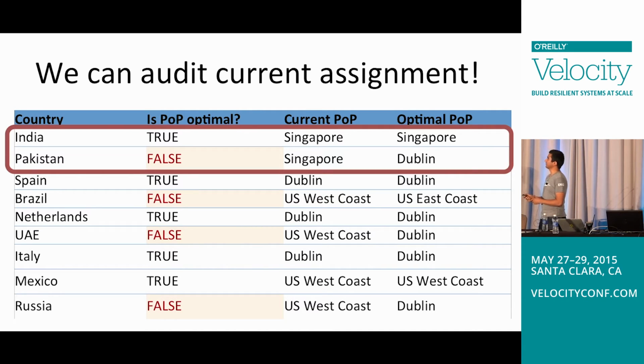Specifically, I want to highlight this interesting scenario. India and Pakistan are neighboring countries. They are right next to each other. But for India, the current POP was Singapore and the optimal POP was also Singapore. But for Pakistan, for some reason, they have better connectivity to Dublin. So the optimal POP for Pakistan was Dublin. Similar cases here: we found that Brazil was assigned to a West Coast POP. That was a bad choice. We audited, and we found that we should be assigning them to the East Coast POP.